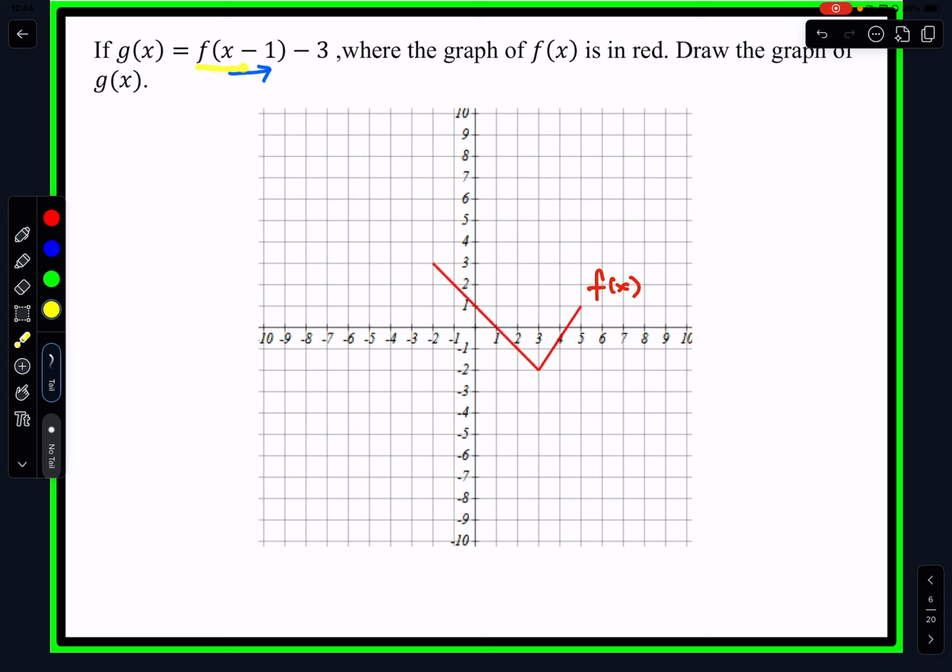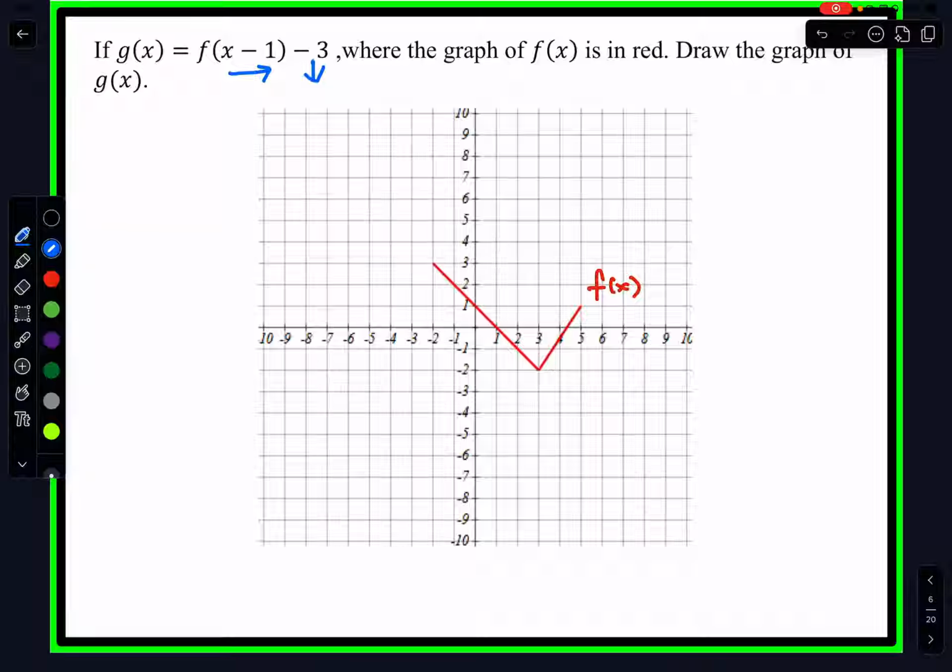That's going to affect again the entire function of f of x, which you recall, f of x is just another way of saying y. So ignoring all of this and just imagining this being y, we have y minus 3. So we're going to move all of the y values down 3 units.